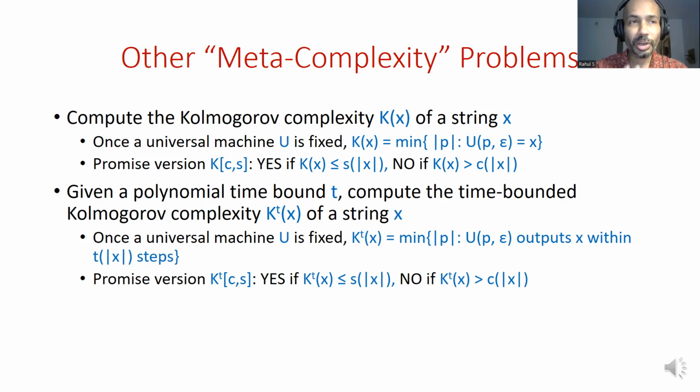If you want to study compression where the decompressor has polynomial time, limited resources, then you can define a time-bounded version of Kolmogorov complexity, K superscript t of x. Again, the universal machine U is fixed, and K superscript t of x is the minimum size of a program P such that U outputs x on program P and empty input within at most t of size of x steps. So t is some fixed polynomial, say n squared. The promise version is defined analogously to before.